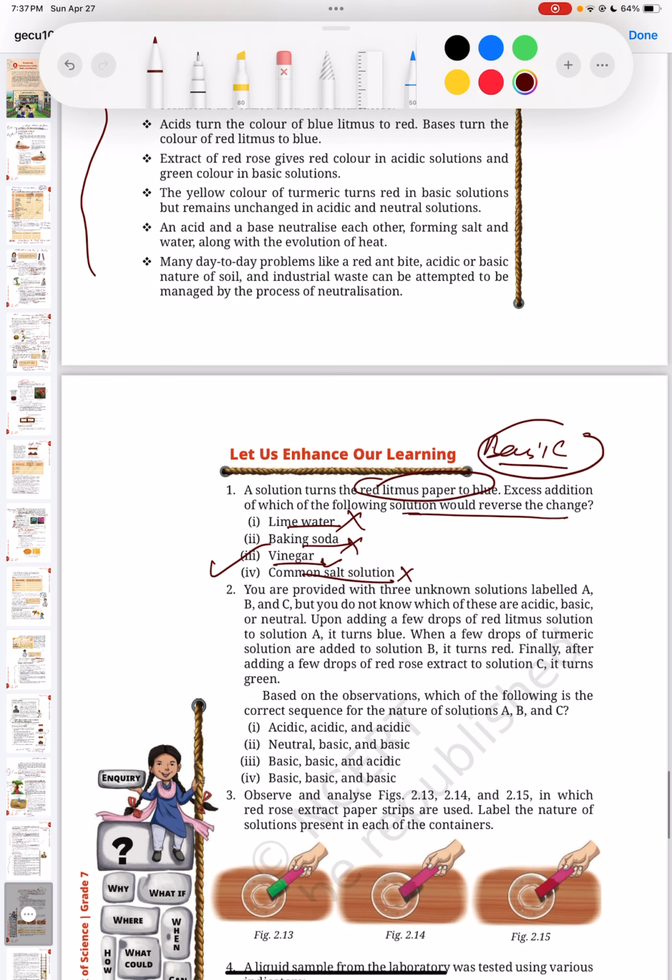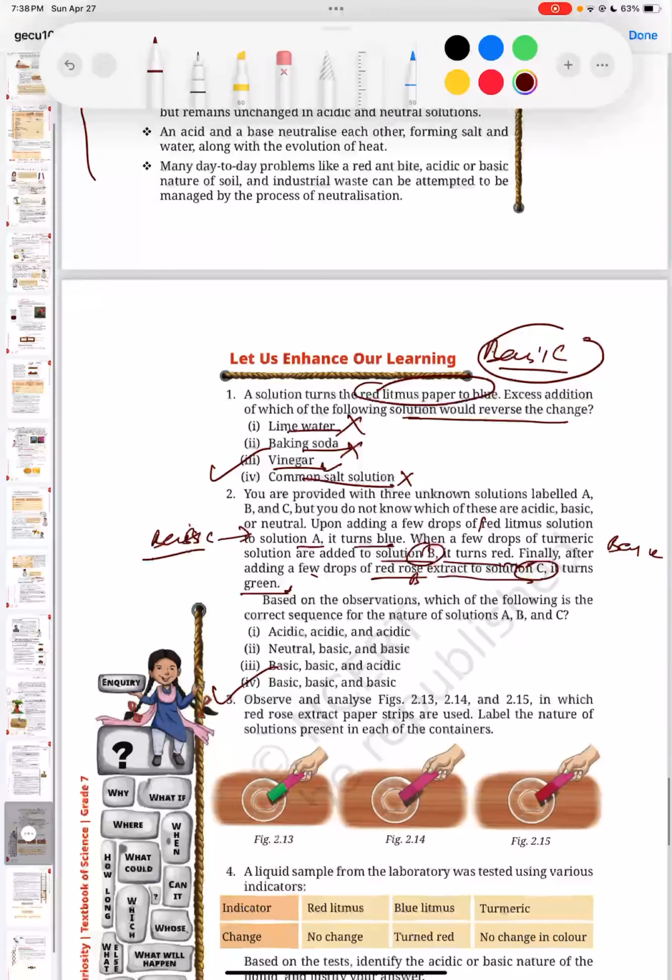Okay. Anyways, you're provided with 3 unknown solutions labeled A, B, C, but you do not know which of these are acid, base, or neutral. Upon adding a few drops of red litmus solution to solution A, it turns blue. So which means that it's definitely a basic substance. Okay. When a few drops of turmeric solution are added to solution B, it turns red. So that means that B is also basic. And finally, after adding a few drops of red rose, it turns green. So that means that C is also basic. Okay, so all 3 of them are basic. Remember, red rose indicator turns red on acids, and on base it turns green. So all 3 of them are basic.